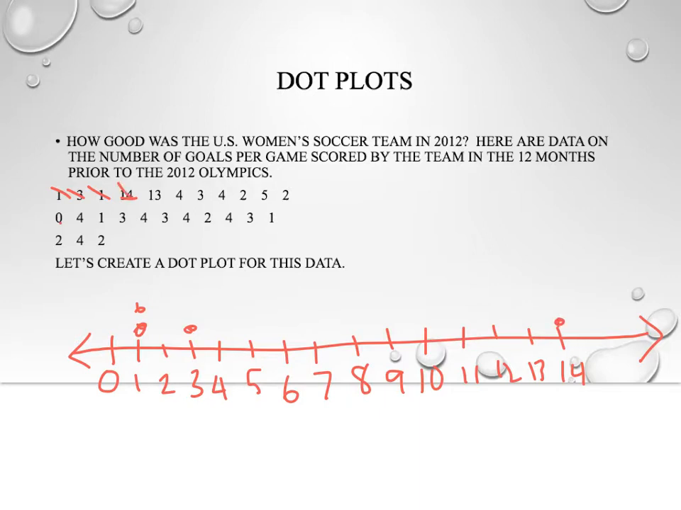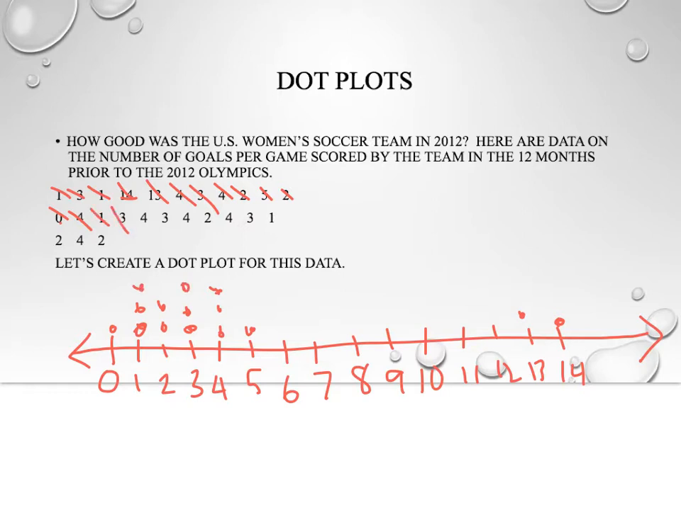14, 13, 4, 3, 4, 2, 5, 2. And notice how I try and keep everything even, so all of our second dots are all in about the same spot, the same height. Right? It just makes it a little bit easier to read when we do it this way.